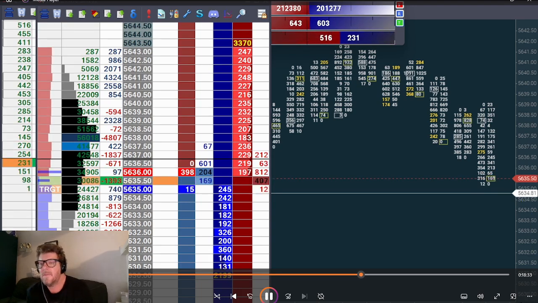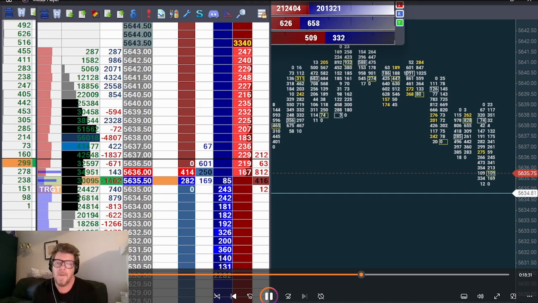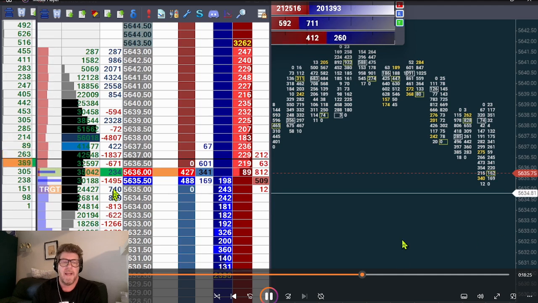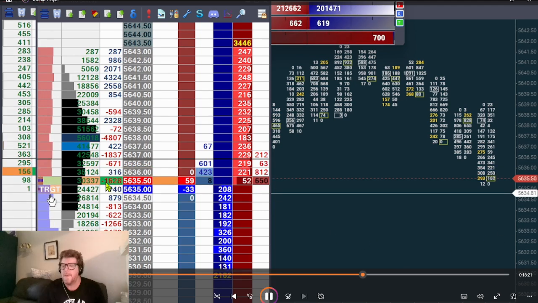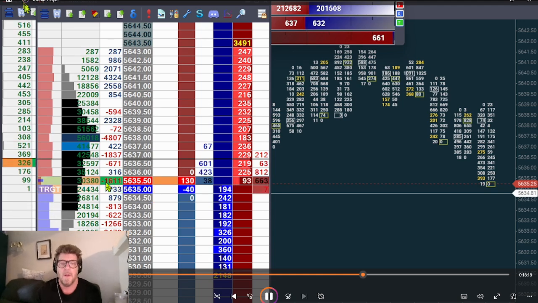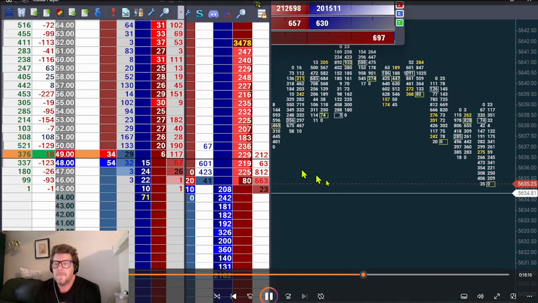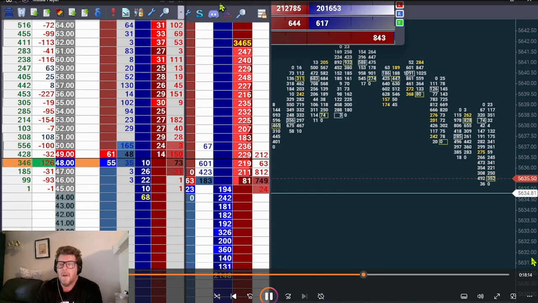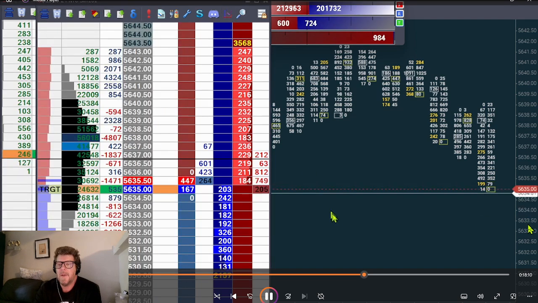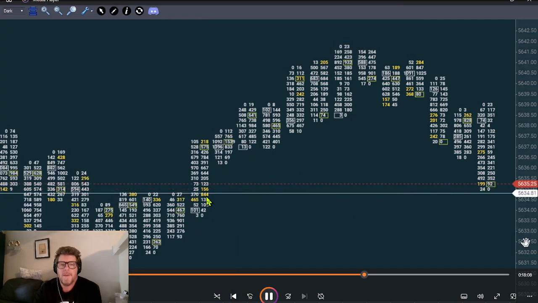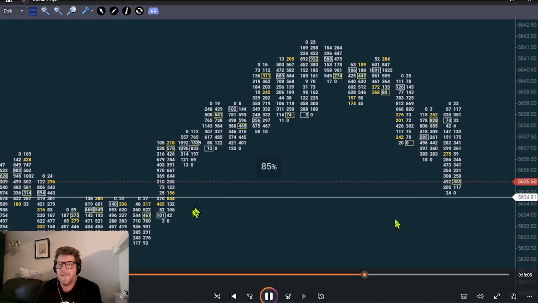We are within just, gosh, about three ticks of the target. So watching the DOM, pretty heavy on the sell side delta. We're getting more sellers coming in. This is that level. This is that previous buy side imbalance.